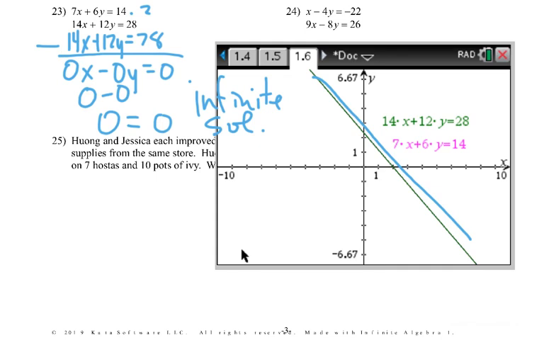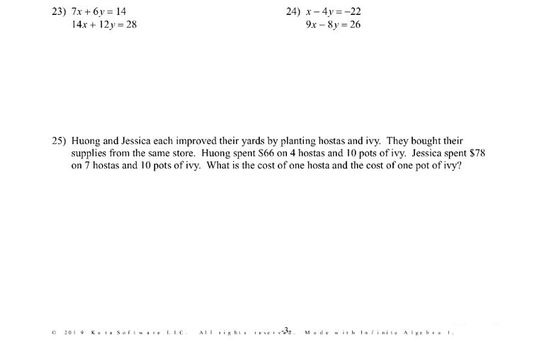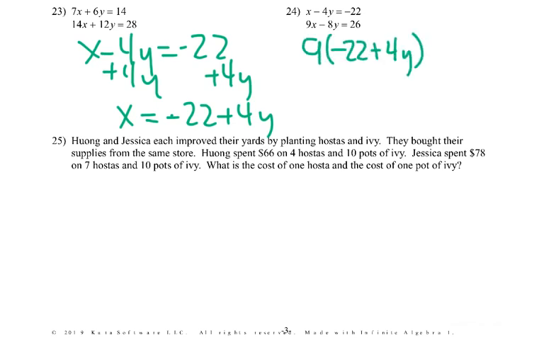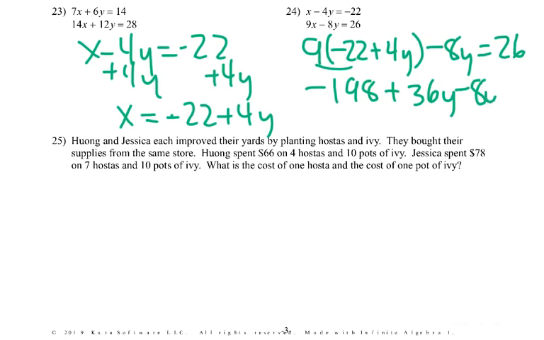Okay, so a lot of different ways that we can deal with these. We could even do substitution. So I've got x - 4y = -22. Add 4y to both sides. Get x = -22 + 4y. So in this equation, I can replace the x with -22 + 4y, minus 8y equals 26. We get -198 when we distribute, plus 36y - 8y = 26. So add 198.